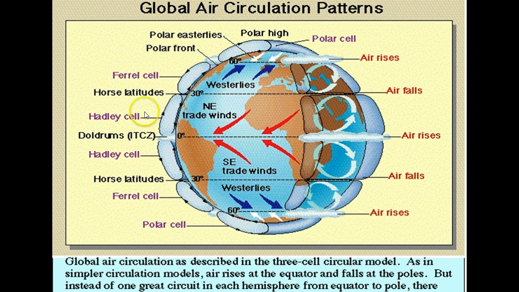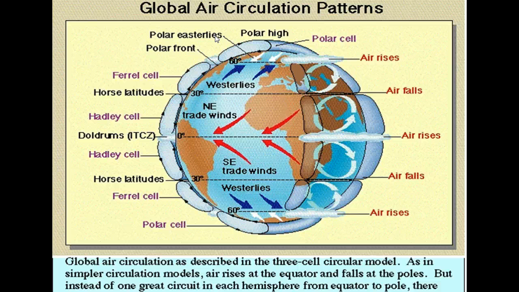Next are the polar easterlies. You see those right here. The polar easterlies occur between 60 degrees latitude and the poles. So here's 60, and here's the poles. So the polar easterlies occur 60 degrees and up. And then these winds move east to west. So the polar easterlies move east to west. So make sure you get the location and the direction in your notes.